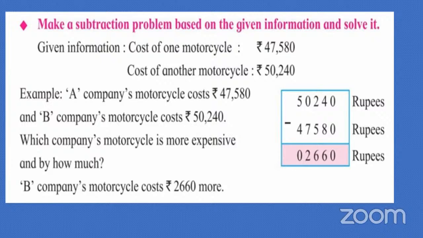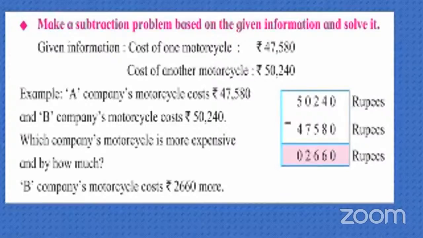Very nice, beta. Given information is: the cost of one motorcycle is rupees 47,580 and the cost of another motorcycle is 50,240. Okay, this information is given. Now we have to frame or make a subtraction problem or example.